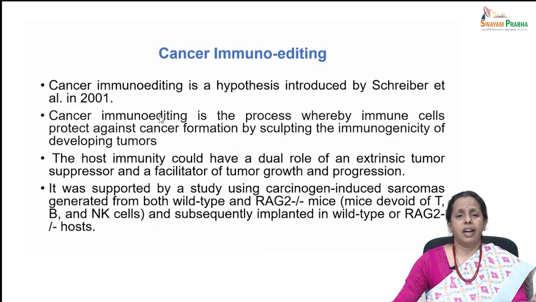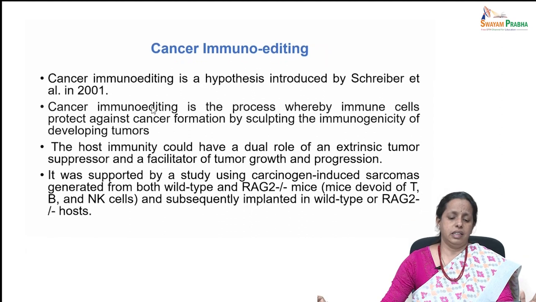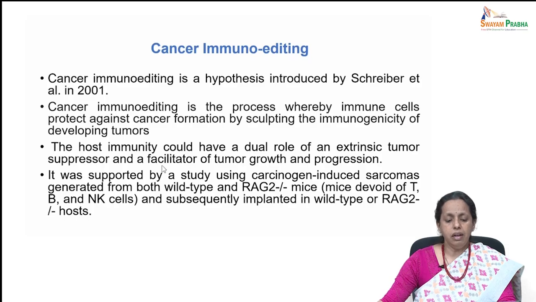So let's get into introducing one more term, which is cancer immunoediting. It was introduced by a particular scientist in 2001. It is a process whereby immune cells protect against cancer formation by sculpting the immunogenicity of developing tumors. The host immunity could have a dual role, either as an extensive tumor suppressor or a facilitator of tumor growth and progression. We will really talk about this in the coming slides.